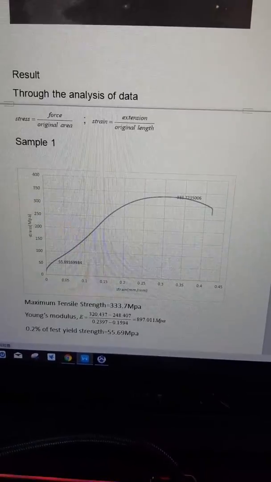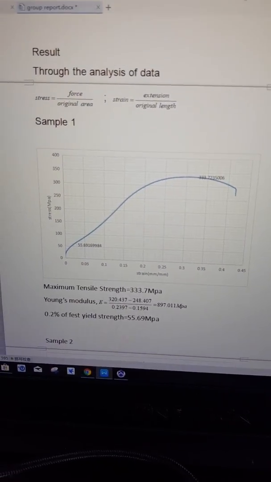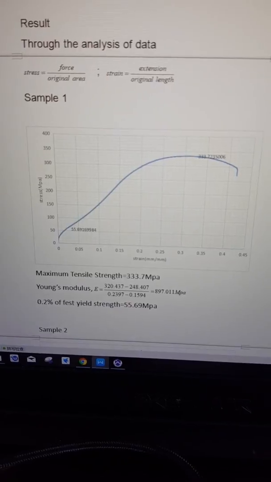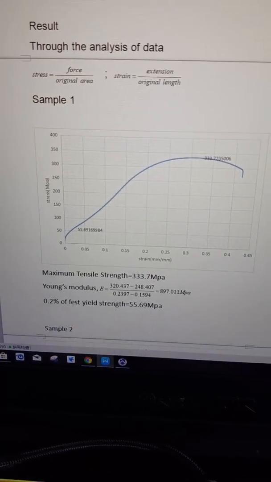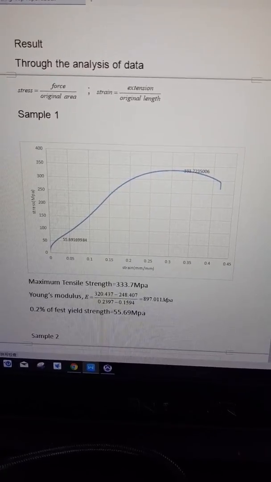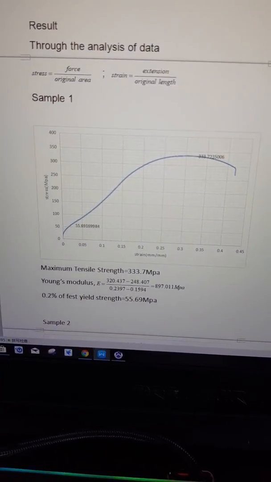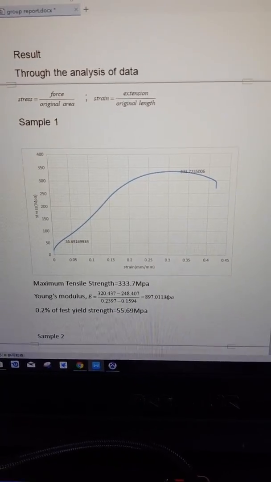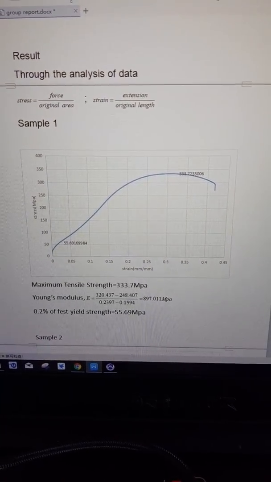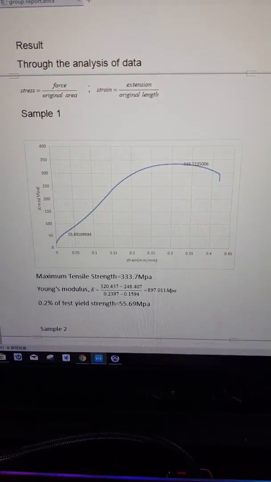And here is our data analysis. We analyze the data into this chart, and from this chart we can calculate the tensile stress, Young's modulus and elongation. So these material properties we can use in the CES database to find out what the material is.